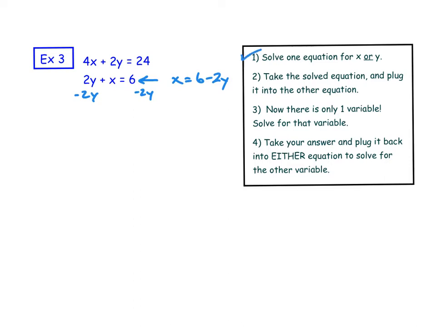Take that solved equation, and we are going to plug it into the other equation. So we have 4 times x, and I solved it for x, so I'm going to replace the x with parentheses, plus 2y equals 24. And since x is 6 minus 2y, I'm going to put that in for x.